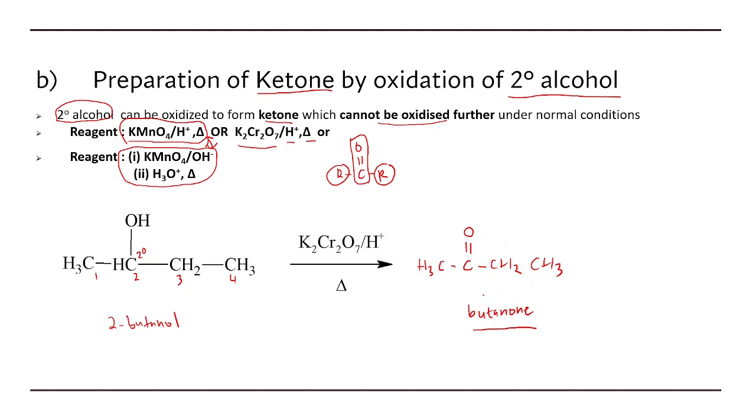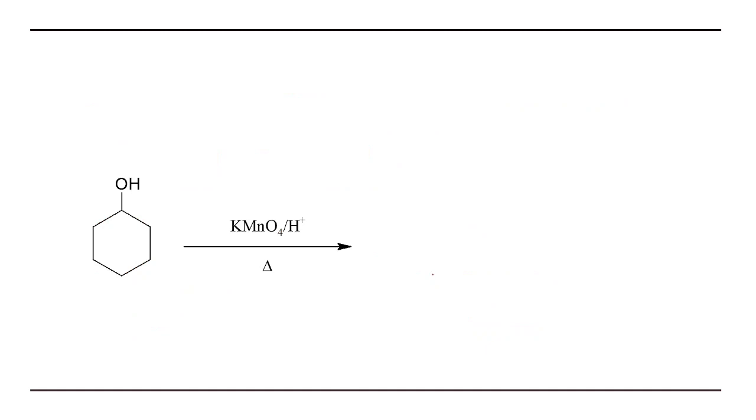So you can see that this is butanone. What about cyclic compound? If you have a cyclic compound, for example, this one. This one is also secondary. You need to remember that this one is secondary for you to form ketone. So this one is easy. You just change the OH group to become a carbonyl group. So this one will become cyclohexanone.